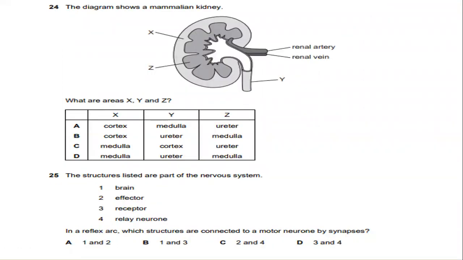Question number 24. The diagram shows a mammalian kidney. If you can see, what is the label for X? X is actually a cortex. Y is actually a ureter. And Z is actually a medulla. This is a mammalian kidney. So the answer is B.